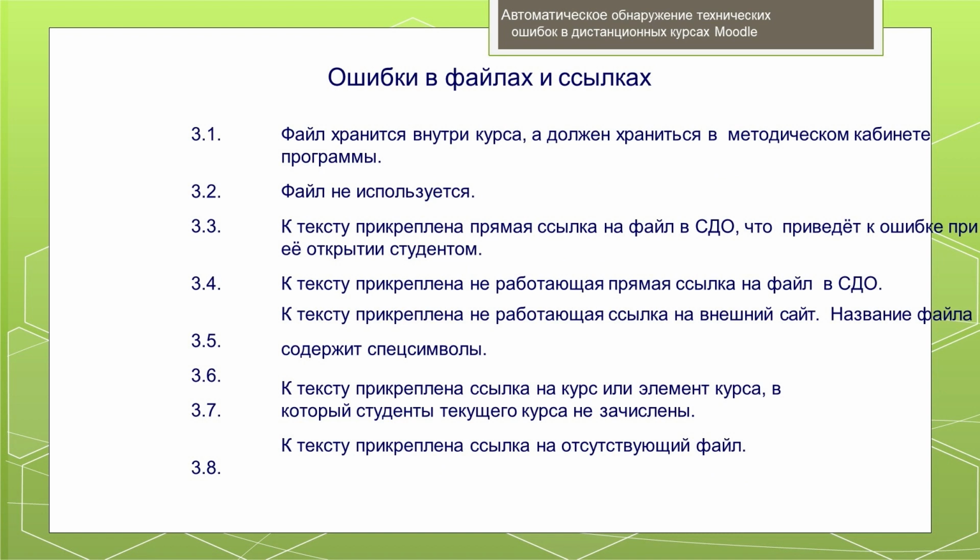Another type of errors is file and link errors. They're very critical for the learning process, so the function of the search was realized first of all. All the errors of this type you can see on this particular slide, and I will tell you about several of them. For example, error number 3.5.